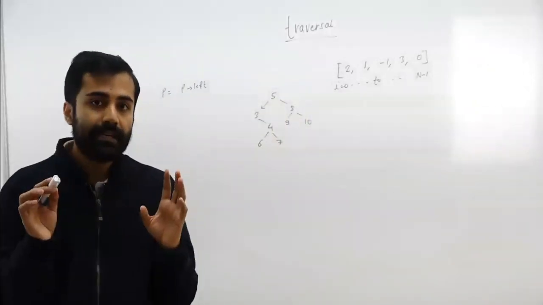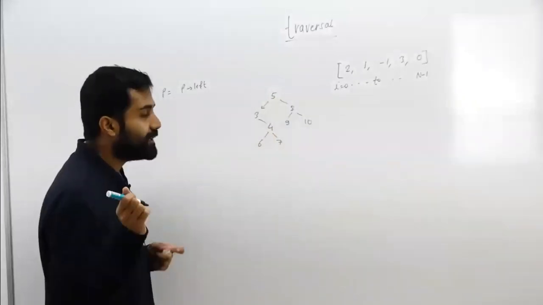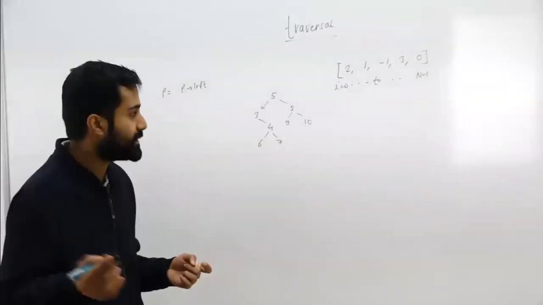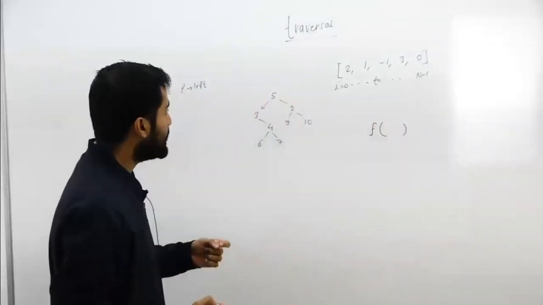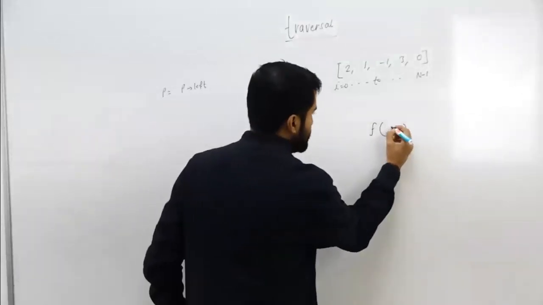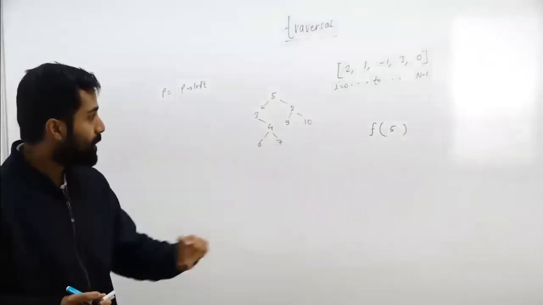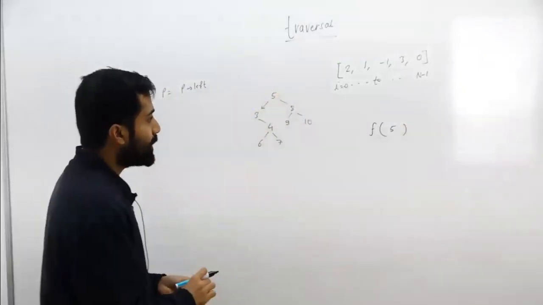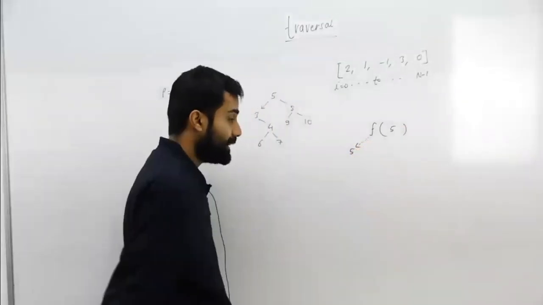So think about something like recursion. When you use recursion, what happens? Let's say there is a recursive function f, and you have called this function f for your overall root, which is 5, for example. Correct? Now, what you can do is, because you are at this node 5, you can easily print it. So let's print this 5 and feel great about it.